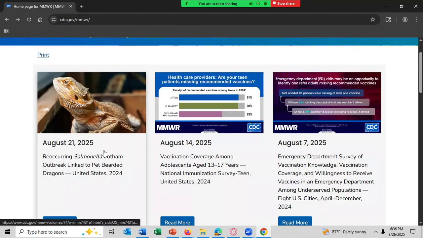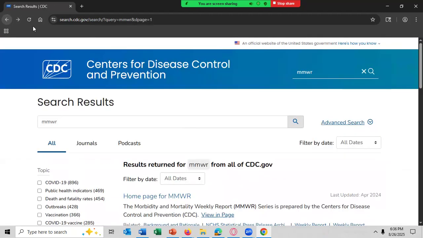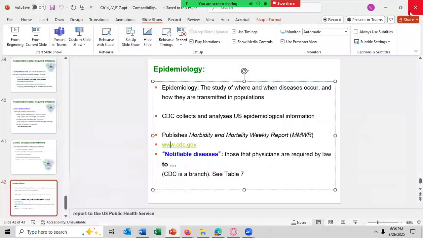Salmonella is a disease that has to be reported. I don't know about this one because Salmonella Cotham is probably not a bacteria that normally causes disease in humans. All right, we're done there. Any question about any of that?